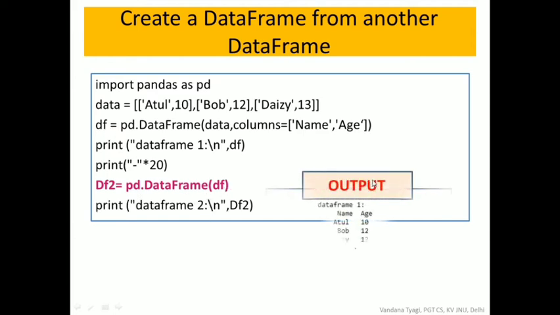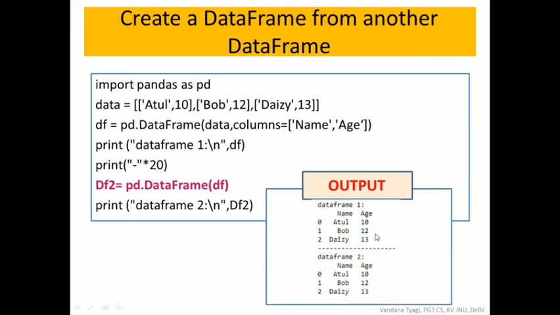Once we print it, this is the output of my first data frame, and since we are creating the second data frame using the first one, similar values are in the second data frame. We have only specified the column headings here, so name and age are the column labels coming up, and no index value is specified, which is why the row indexes are 0, 1, 2.